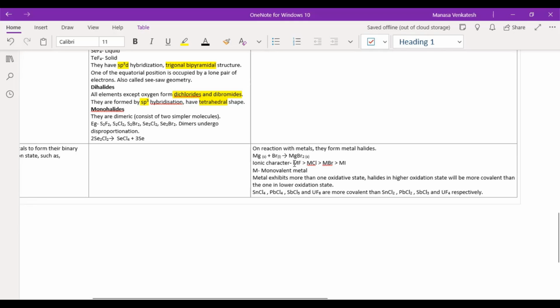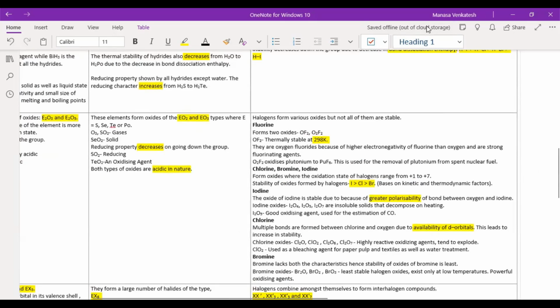Generally metals don't just show one oxidation state, there's a chance they might show more than one oxidation state. So the halides in the higher oxidation state will be more covalent than the ones in the lower oxidation state. With that, we're done with the chemical properties.